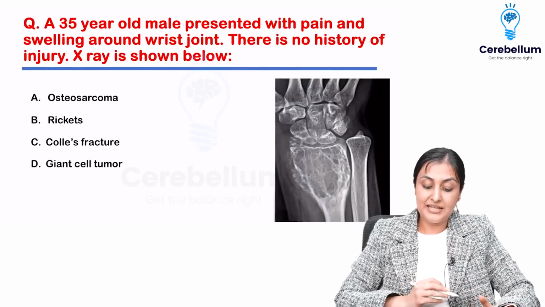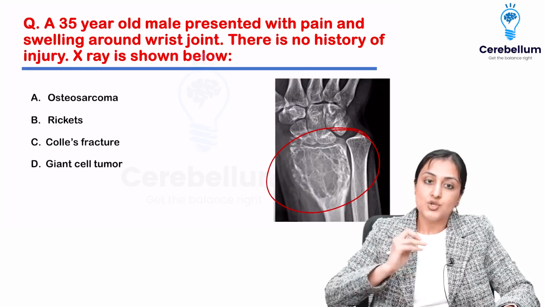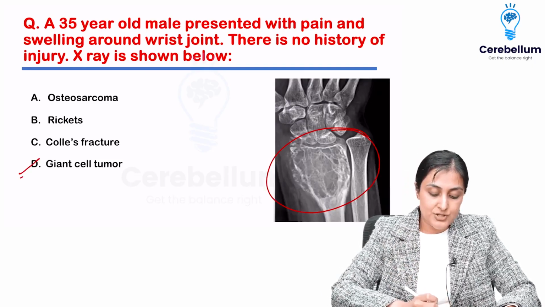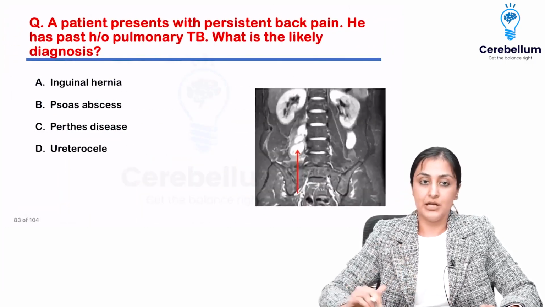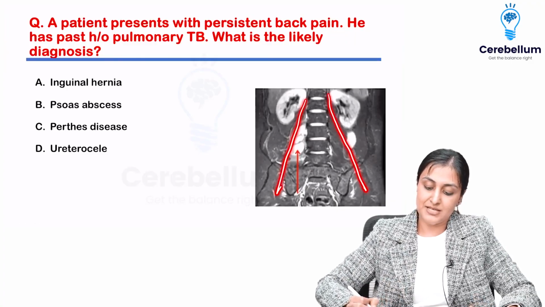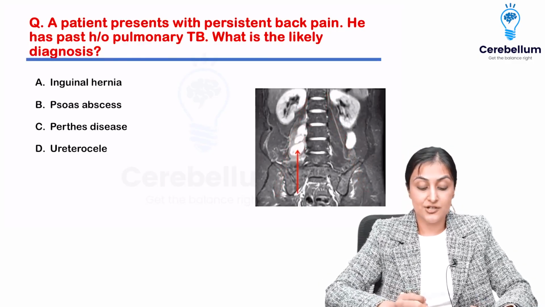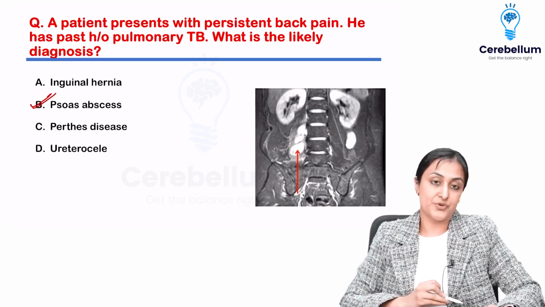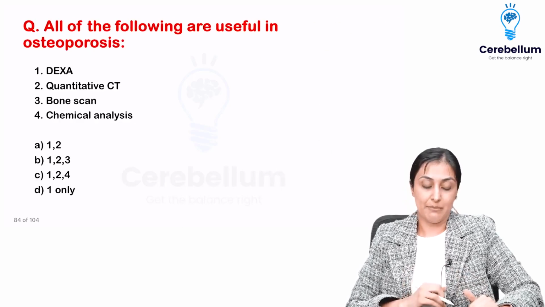35-year-old male, pain, swelling, epiphyseal, soap bubble. Please don't get this wrong. This is giant cell tumor. What is this here? You can see that this is the psoas muscle. There are these T2 hyperintense collections in the right psoas. This is what represents psoas abscess. So this is psoas abscess on MRI.